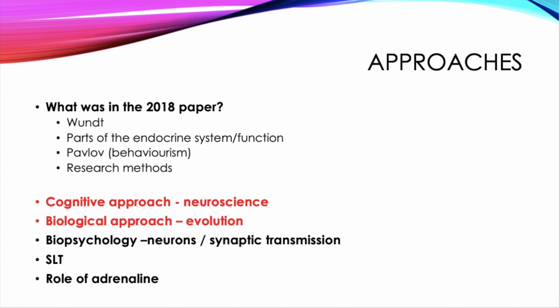First, I'm going to be looking at the approaches section. So what was in the 2018 paper for this section? You've got Wundt, parts of the endocrine system and functions of these parts, Pavlov, so this is the behaviourism approach, and then there were a few research method questions as well.